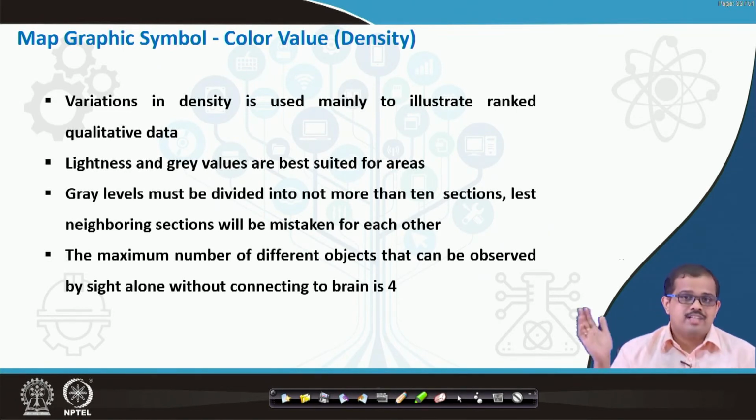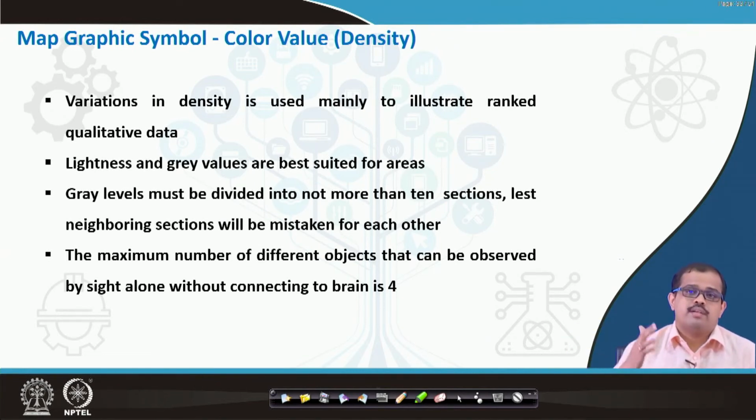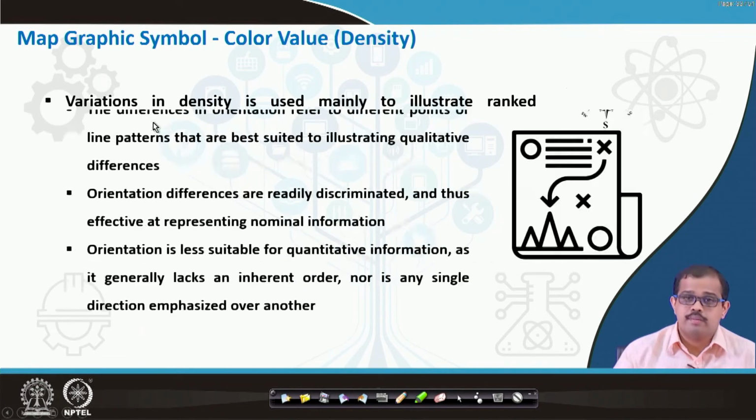So when you have 10 sections, you have to connect to the brain at least twice. So if you are trying to look at this kind of classification, then it is better to use either 4 or 5 kind of minimal classification in terms of density. Okay, that is about density.